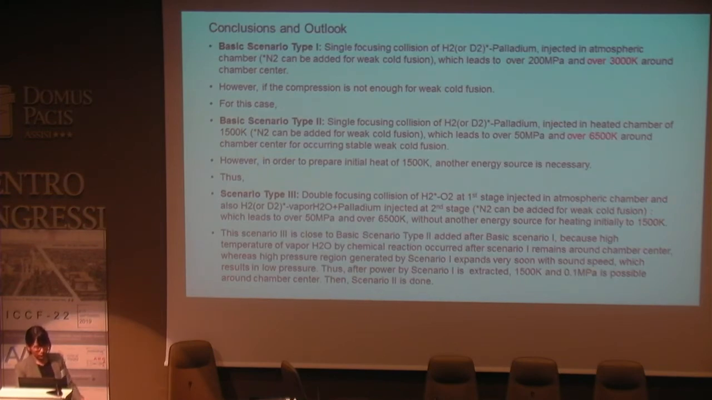This scenario type 3 is close to basic scenario type 2, added after scenario type 1, because the high temperature of vapor H2O by the chemical reaction occurring after scenario 1 remains around the chamber center, whereas the high pressure region generated by scenario 1 expands very soon with sound speed, which results in low pressure. Thus, after power by scenario 1 is extracted, temperature at 1,500 Kelvin and 0.1 megapascal is possible around the chamber center. Therefore, we can do scenario 2 after scenario type 1.